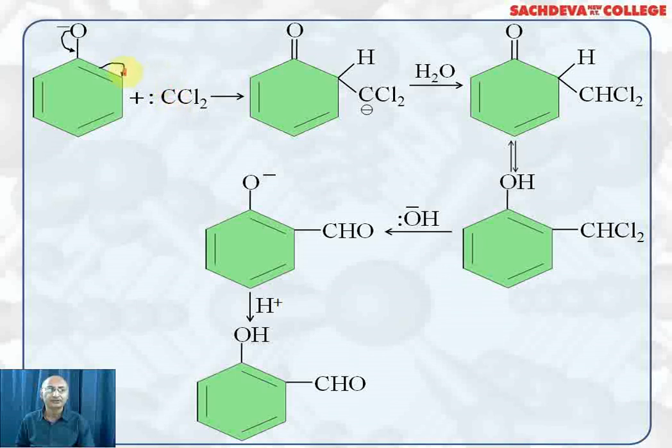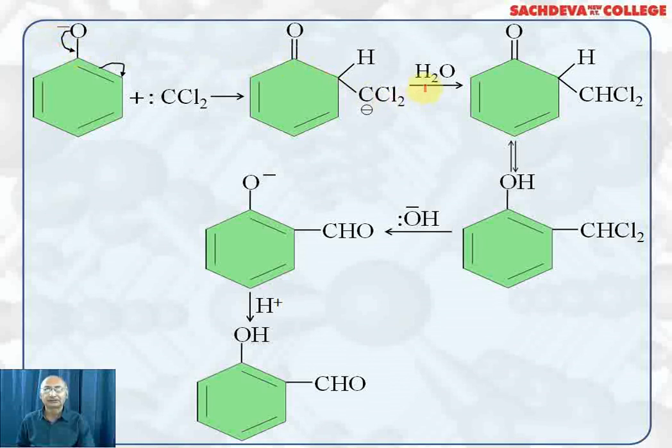It will attack the ortho position when the pi electron shifts to the ortho position. And CCl2 will get negatively charged. Hydrogen is already attached with it. This negative charge and a pair of electrons will take part in double bond formation.